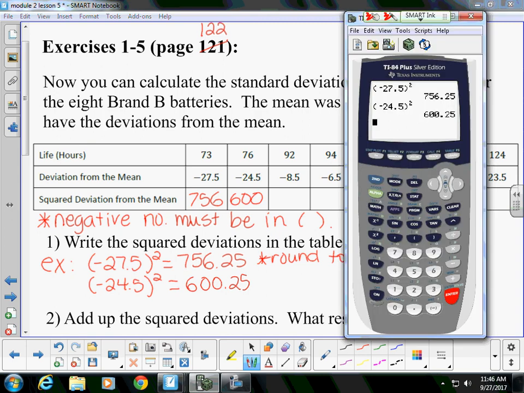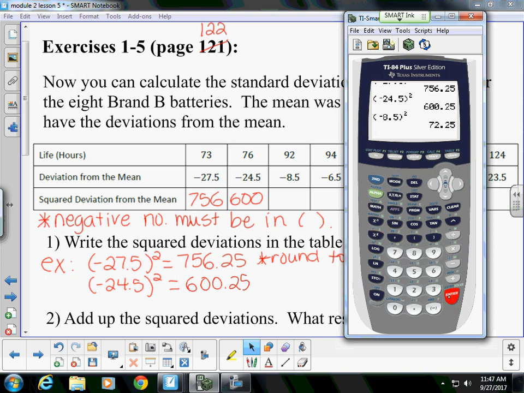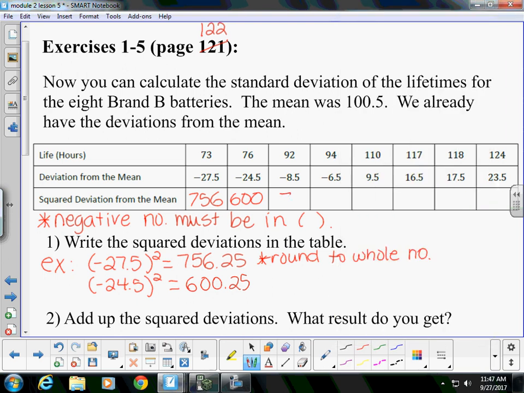Okay, so negative 8.5, whoops, got my parentheses. Negative 8.5 squared. And that one came out to 72.25, so I'm just going to say 72. Next one, negative 6.5.